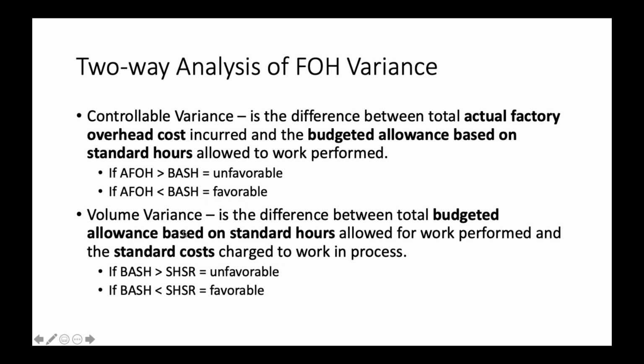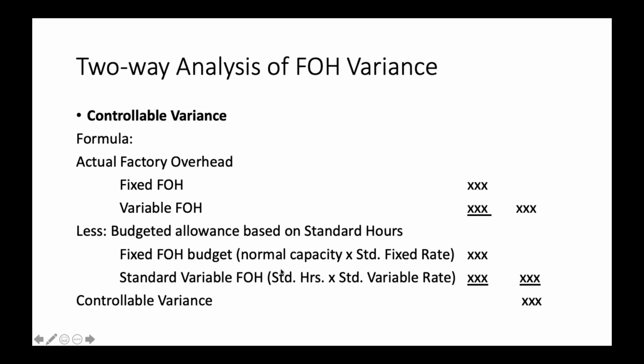Now for volume variance, this is the difference between your BASH and the standard hours at standard rate, or SHARE. If BASH is greater than your SHARE, that's unfavorable. In reverse, that's favorable. Okay, let's continue this one. How do we compute? Again, simply get the difference.